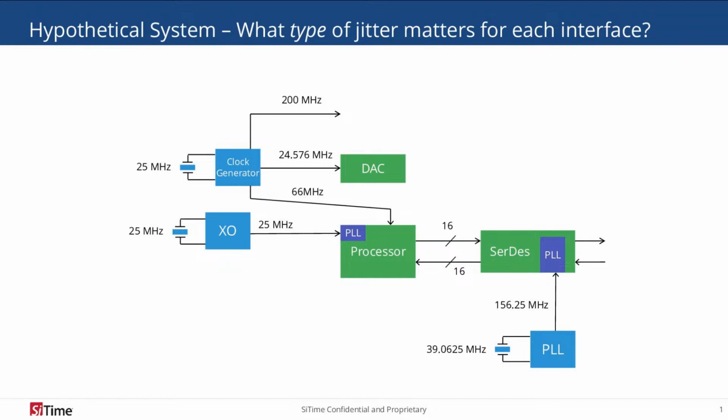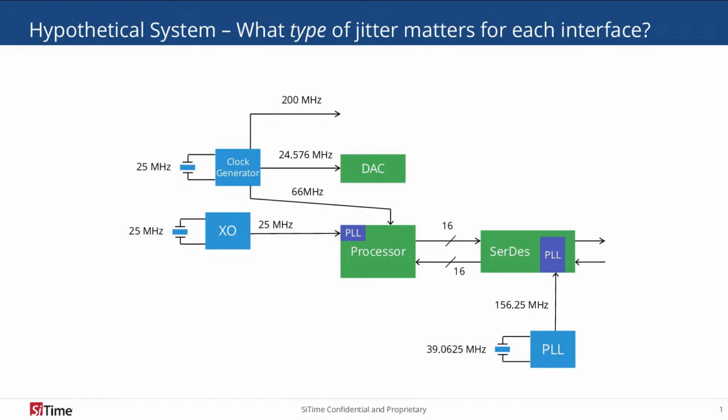The arrows feeding to the right side of the PLL are your high-speed data. That would be operating at 10 or 100 or 200 gigabit per second. That's high-speed data, and that's a serial interface, so the type of jitter on those interfaces would be time interval error jitter as well. Now the 16 line parallel bus between the processor and the SerDes, since that's a parallel bus, those interfaces would be concerned with period jitter, primarily for setup and hold time calculations.